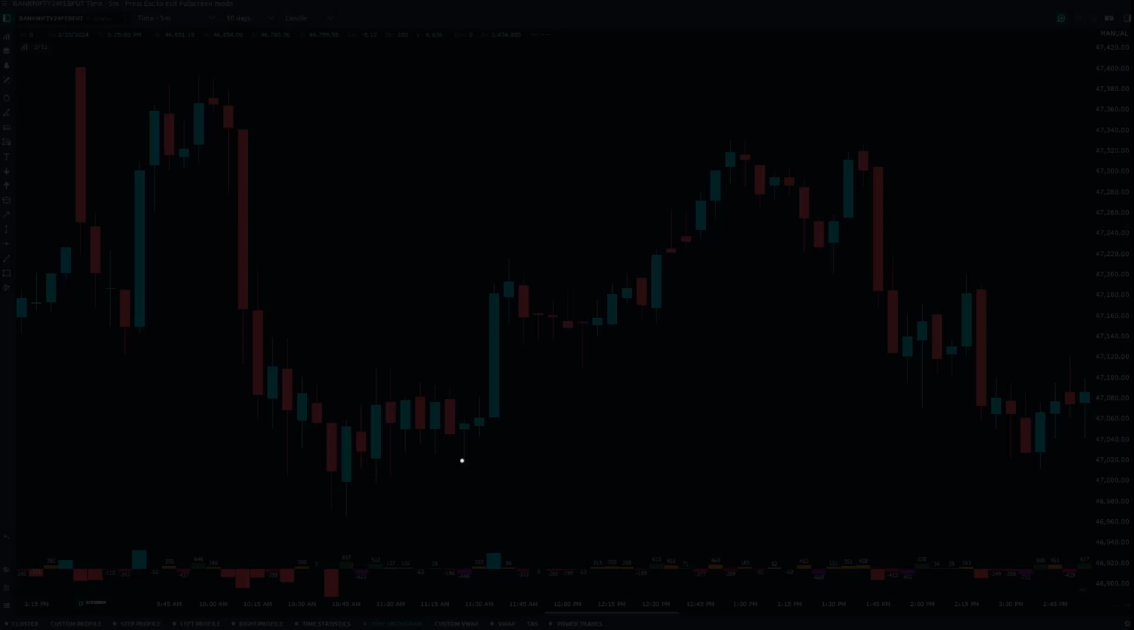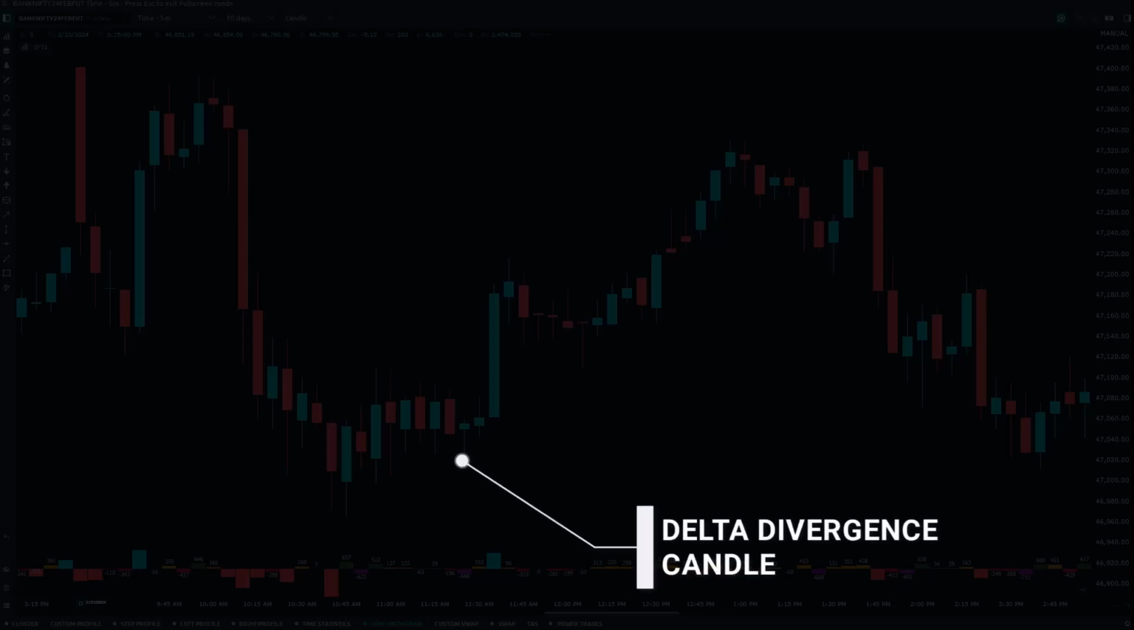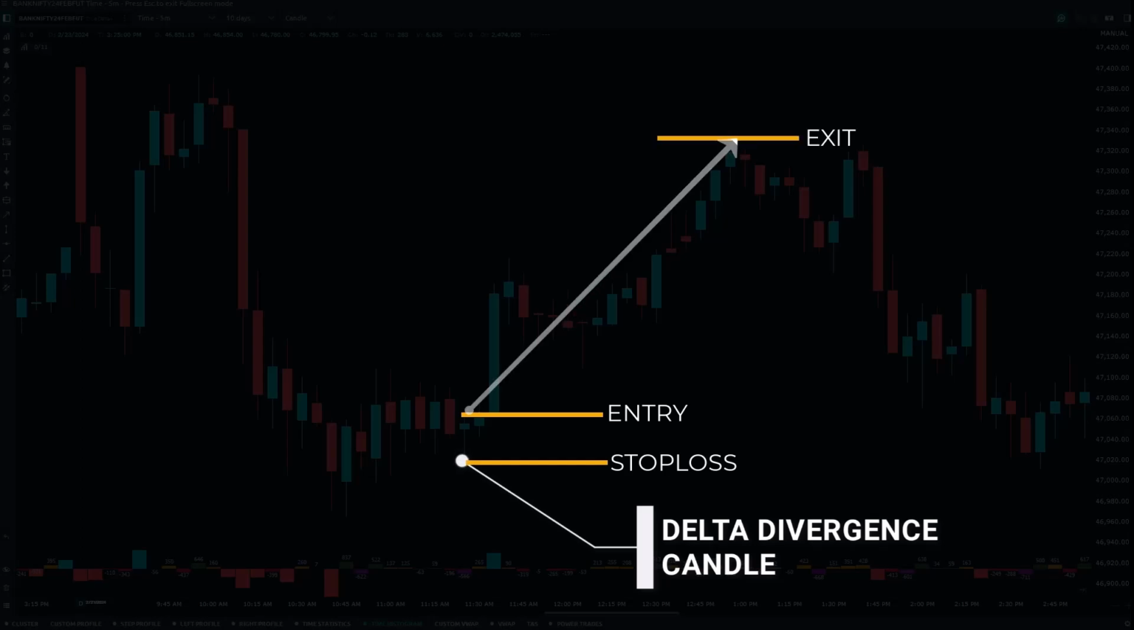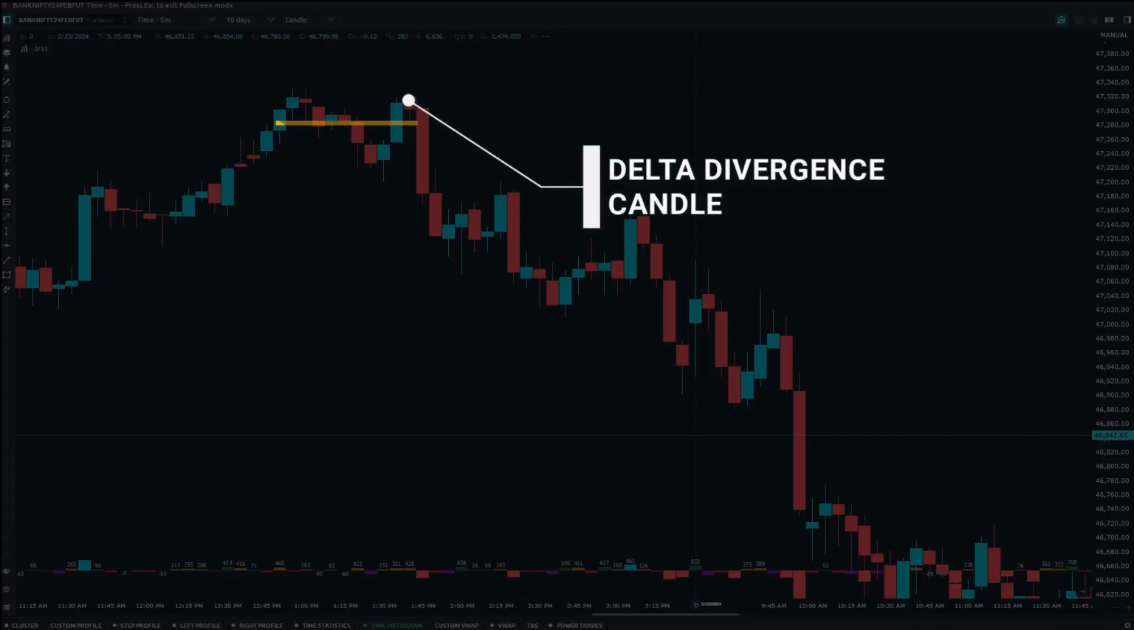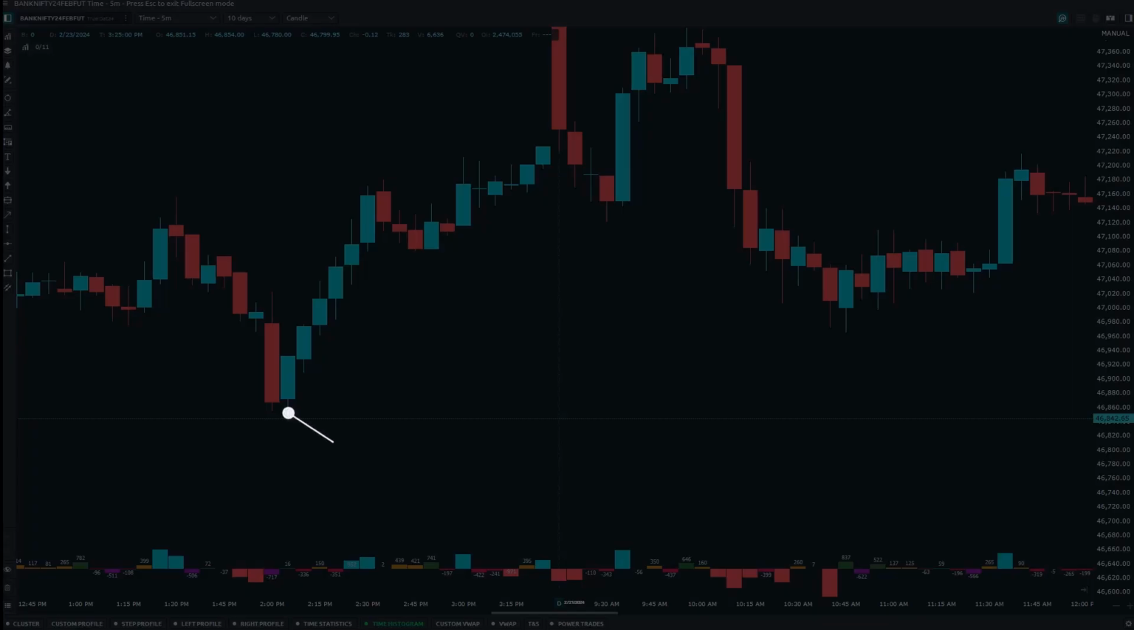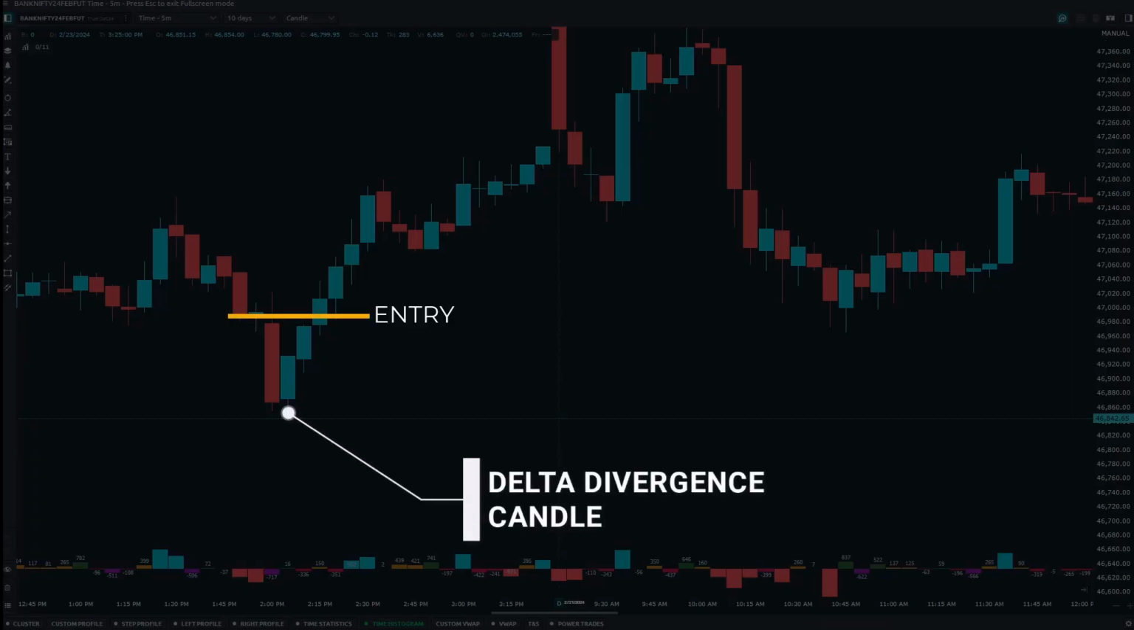In the very first opportunity, you can clearly see there is a delta divergence candle. There is a proper entry and one candle stop loss, and there is a very good target which is more than 1:6 RR. In the next opportunity, there is a delta divergence candle, a perfect entry and a one candle stop loss, and there is a target of more than 1:10. In the next opportunity, there is a delta divergence candle, proper entry and a two candle stop loss, and a proper target of more than 1:2.